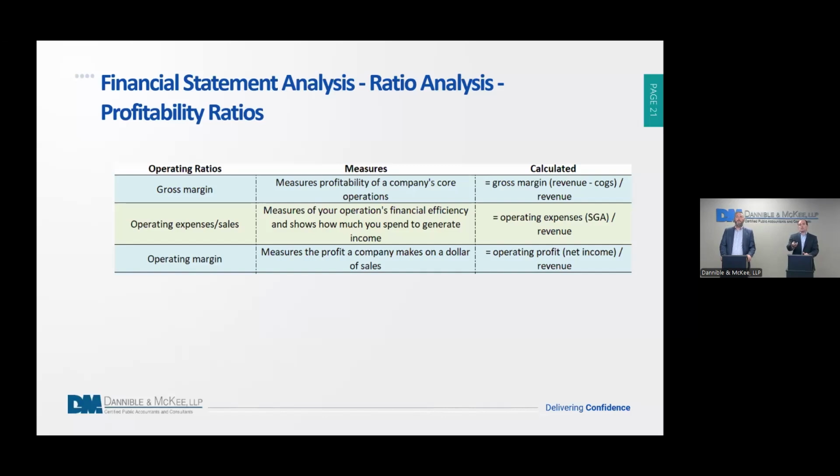And then just skipping down to the operating margin, you're going to take your net income and divide it by your revenue. So you're including those indirect costs, those SG&A costs. And then the middle one, operating expenses divided by sales. You're measuring the operation's financial efficiency to show how much income you generate. And that'll be your SG&A divided by revenue.